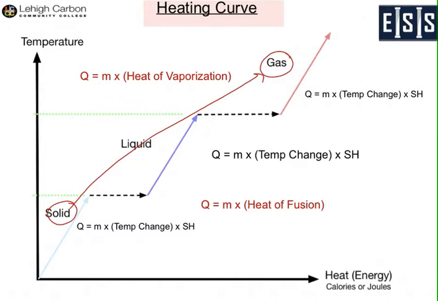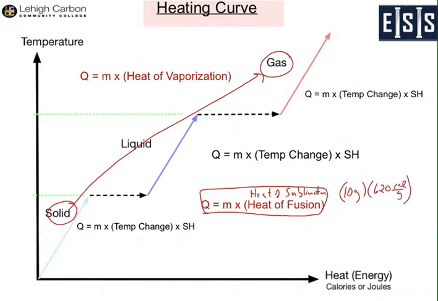And again, you have the same kind of formula as I show down here, only now you're going to use the heat of sublimation. So it's just another factor. And for water, if you were going to go from a solid directly to a gas, let's take that 10 grams again. The heat of sublimation for water is 620 calories per gram. So it'd be 6,200 calories to do that.